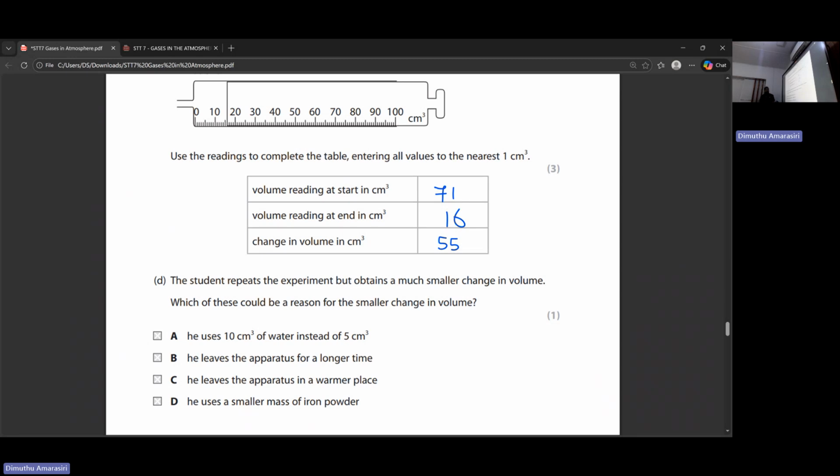They are asking: he repeated the experiment, he mixed iron and water and allowed it to rust, and after repeating once, he got a much smaller volume change. Why is that? There can be many reasons. Rusting hasn't happened well. For oxygen to reduce, rusting should happen well. Somebody has to utilize it.